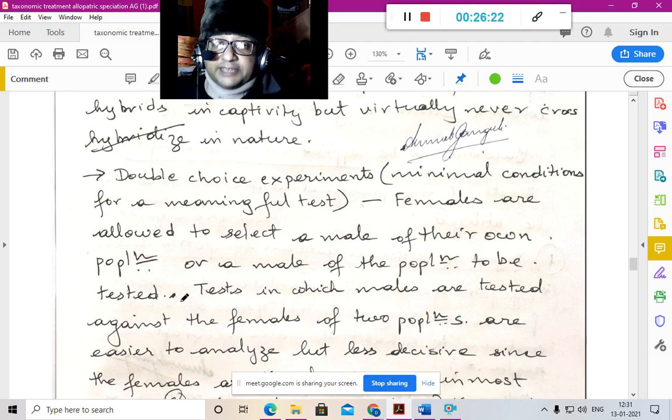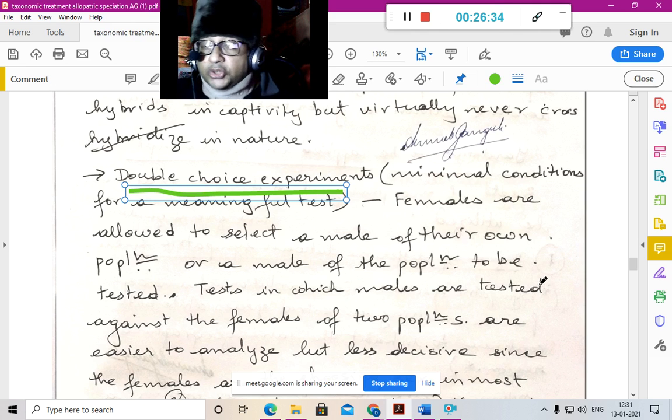Then there are experiments known as double choice experiments, where females are allowed to select a male of their own population or a male of the population to be tested. Females are taken because in most species, females are the choosing partner. Females choose whether they want to mate with this male or not. So it is always the male trying to play the guitar and presenting the female with a flower and saying "Mujhse shadi karoge" or something like this. It's rarely you find a female asking this, because among humans it is the male who proposes.